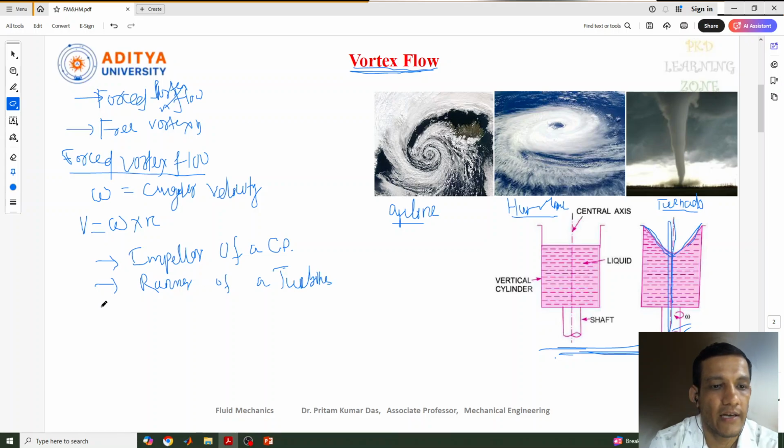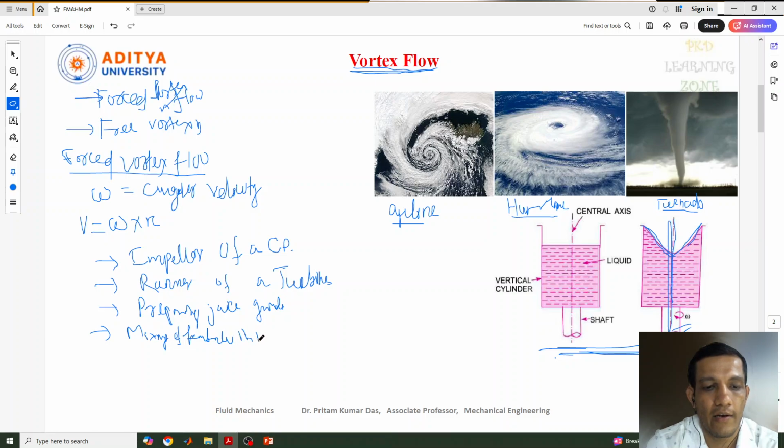So these are two examples. Then we can say another example, like preparing juice in a grinder, where you can grind something, and mixing of particles or some liquids in a magnetic stirrer. So there are many examples actually.